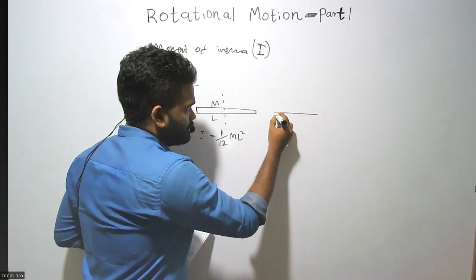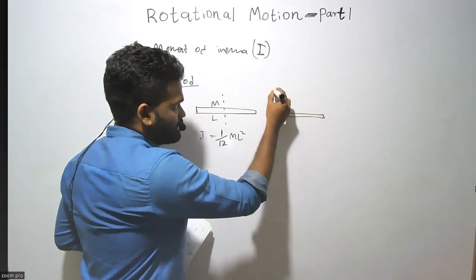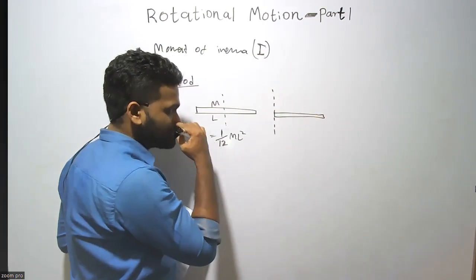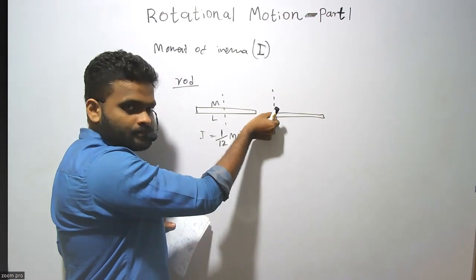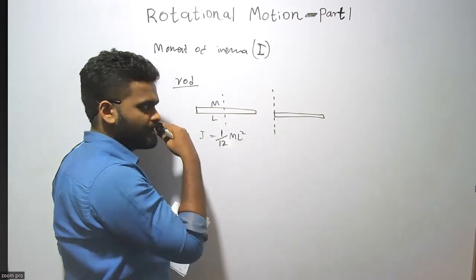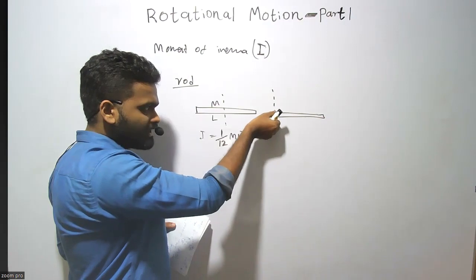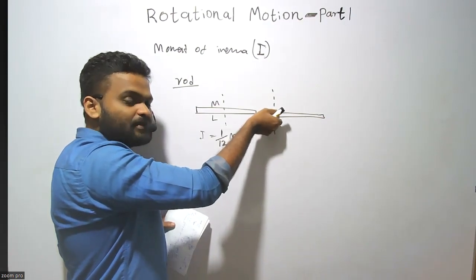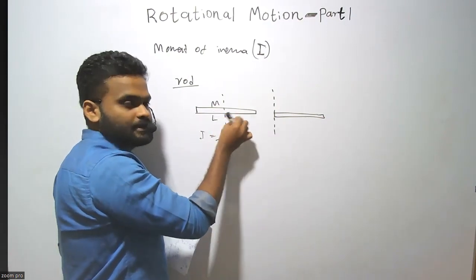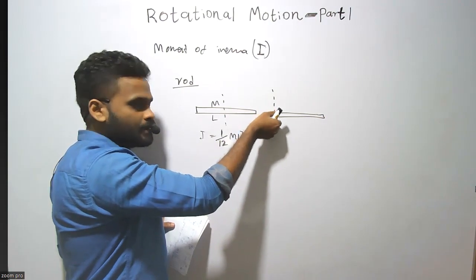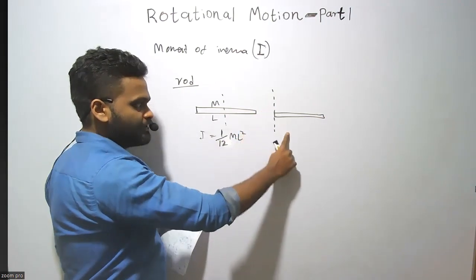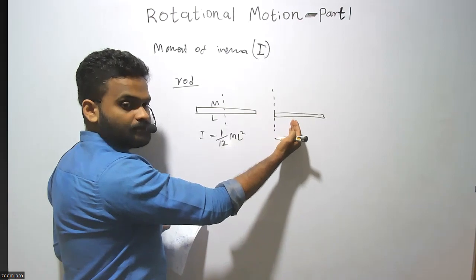Another one, you'd have to think about the moment of inertia around the axis going through the edge. Remember I told you that rotating from an edge is difficult compared to rotating from the center. It is harder, right? So we need to have a higher moment of inertia for this case.